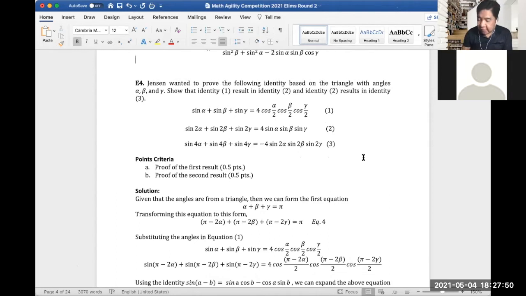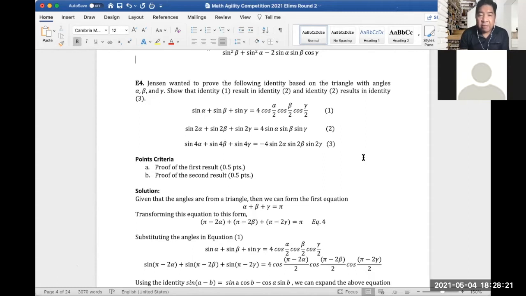So again, this is a trigonometric problem, using trigonometric identities. The question is: Jensen wanted to prove the following identity based on the triangle with angles alpha, beta, and gamma. So we have already a hint, it's a triangle. Show that the identity 1 results in identity 2 and identity 2 results in identity 3.